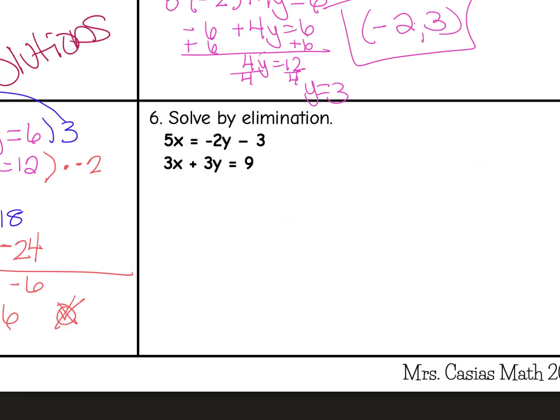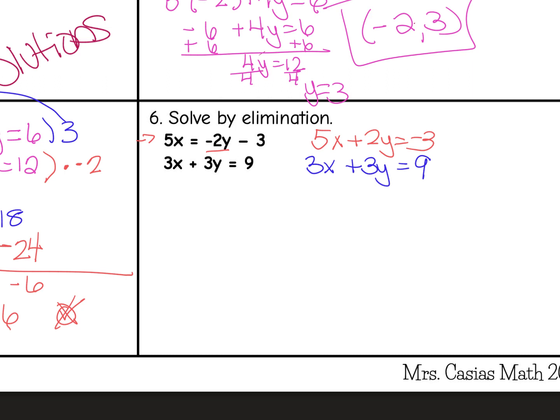So in number 6, the first thing I'm going to do is I want to have them in the same format. So I'm going to take my top equation and I want to move this negative 2y over on the same side of my x. And I can do this by adding 2y to both sides. So it will leave me with 5x plus 2y equals negative 3. And then my bottom equation, well, that's just fine as is for now. I have 3x plus 3y equals 9.